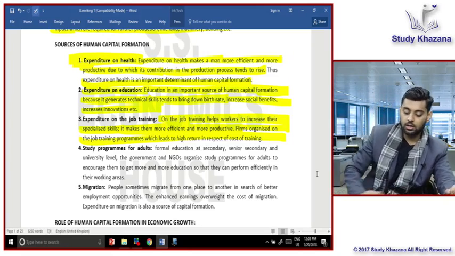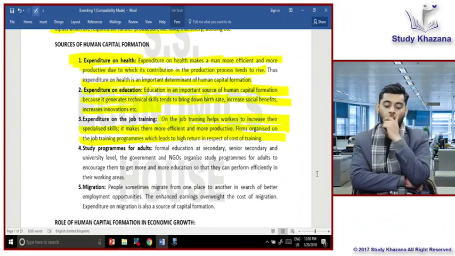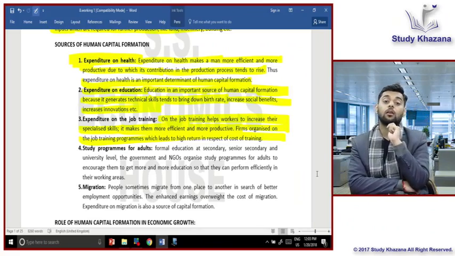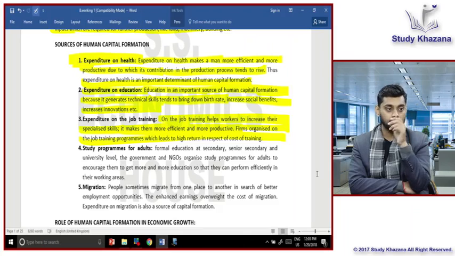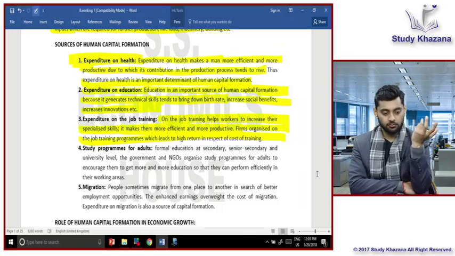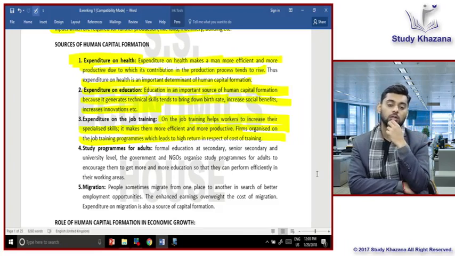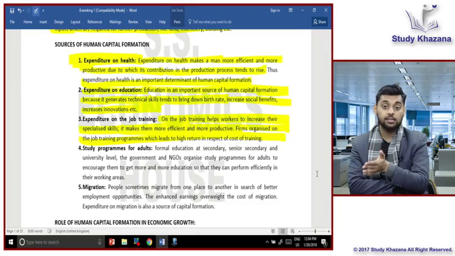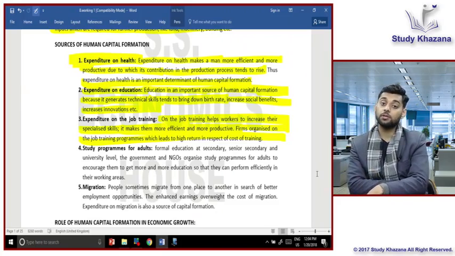Then, the fourth point, study programs for adults. What is this point? For adults means what? We know that in Indian rural areas, a very high population is there. That population is not literate and they are hesitating in going to schools. So in that case, to make them literate, with the help of schools and NGOs, we make them literate so that they can also contribute in economic activities. This is happening under the Sarva Shiksha Abhiyan. People are getting engaged in such kinds of educational programs.